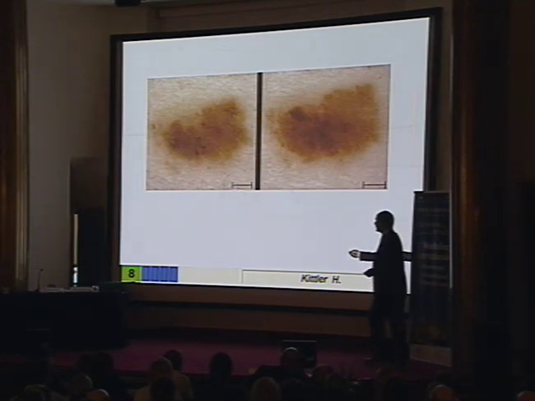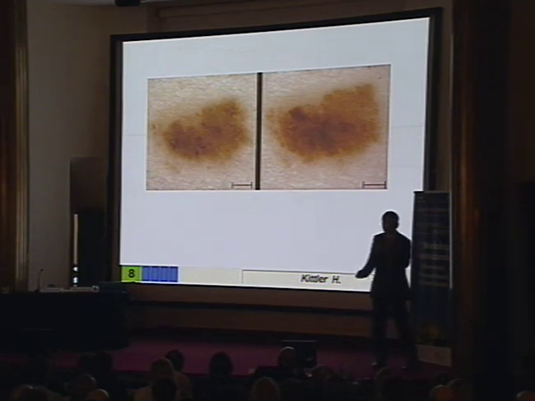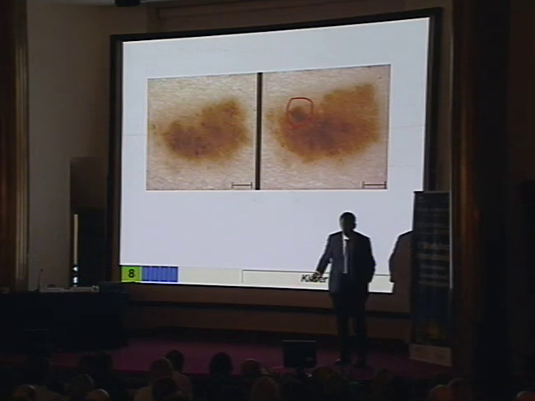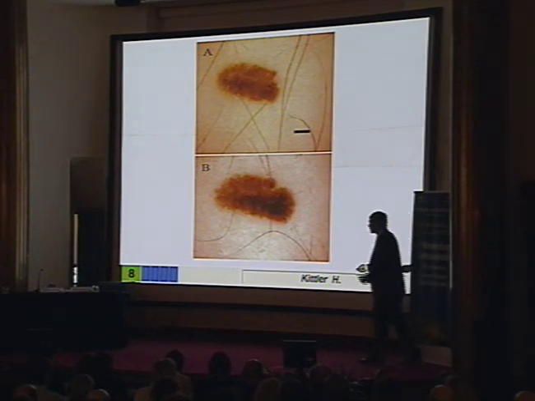This is another example. This is a 1 millimeter bar. This is a 4 millimeter lesion. You can see an increase in size and a new structure here appearing, melanoma in situ. This is another example. Doesn't look like a melanoma here. Very small lesion, eccentric hyperpigmentation develops, melanoma in situ.